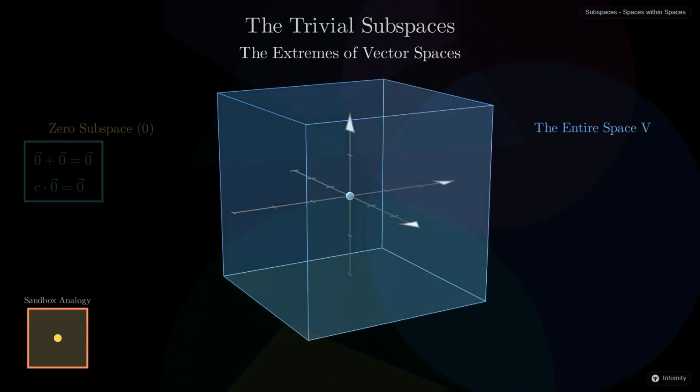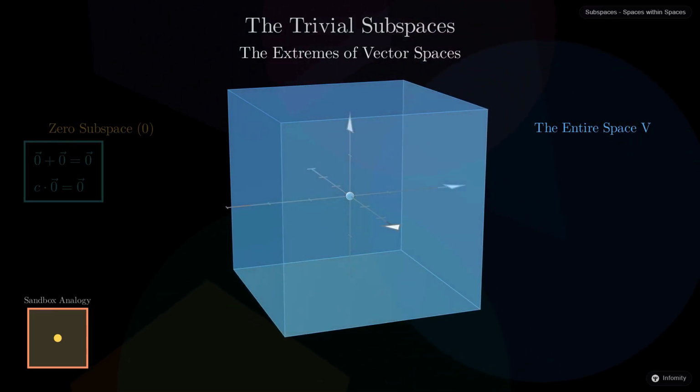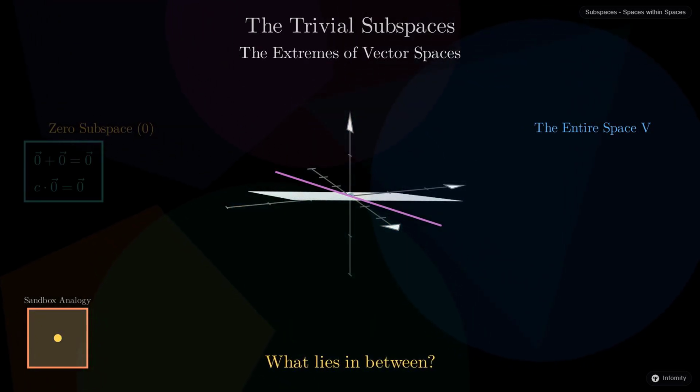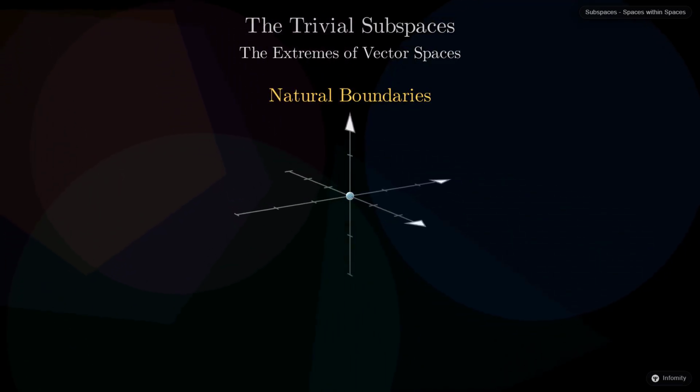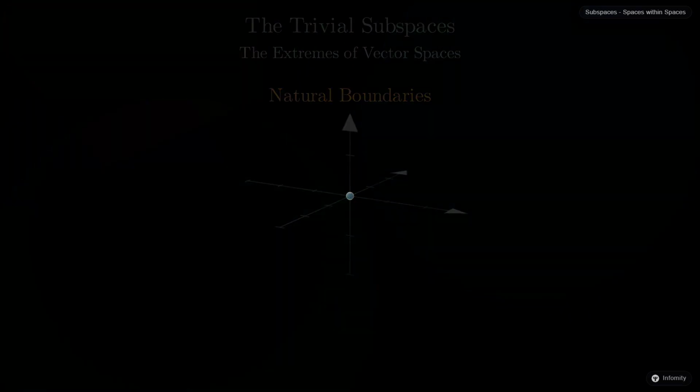Yet on the other extreme, the absolute largest subspace is the entire original space itself. But are there interesting spaces that lie somewhere in between these two extremes? Simply put, these two extremes act as the natural boundaries of our subspace world.